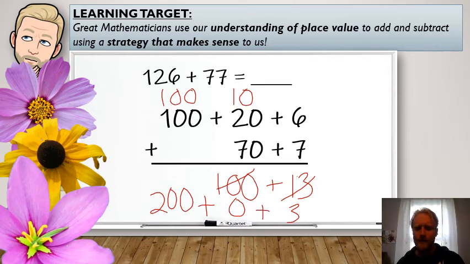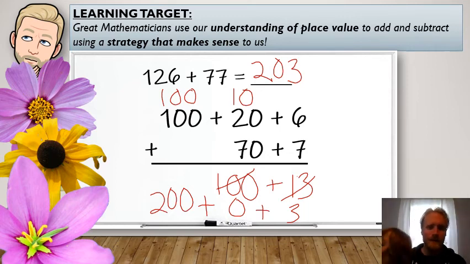So what's my final answer? Exactly, it's 203. So by starting in the ones place, I realized I had to regroup. And because I regrouped the ones, I added a 10 to the tens place, and that meant I ended up having to regroup in the tens place as well. I had to regroup twice in order to solve. And that's why we start in the ones place.